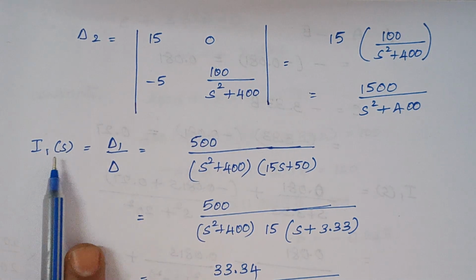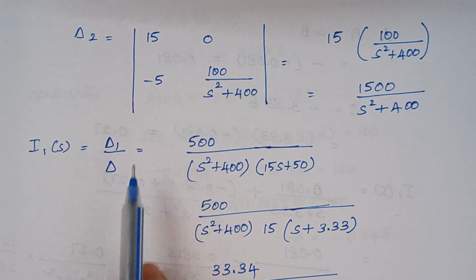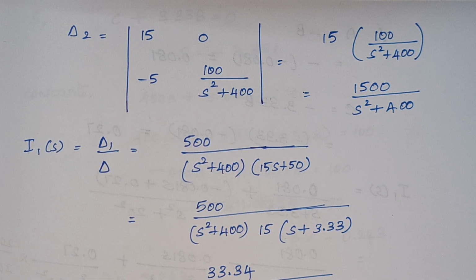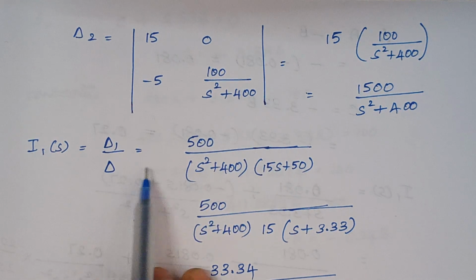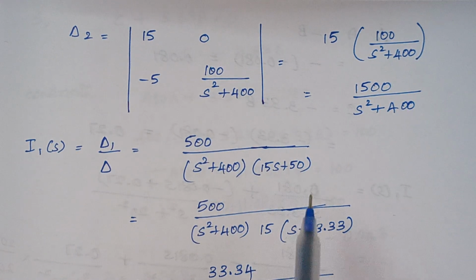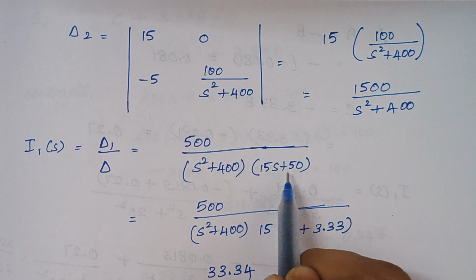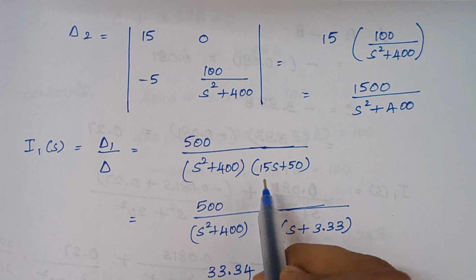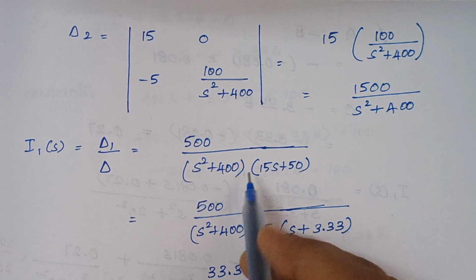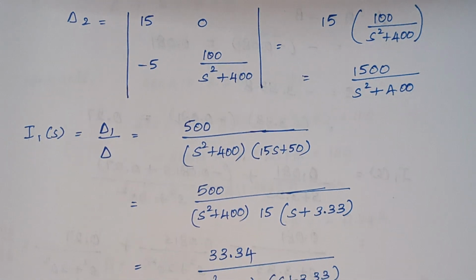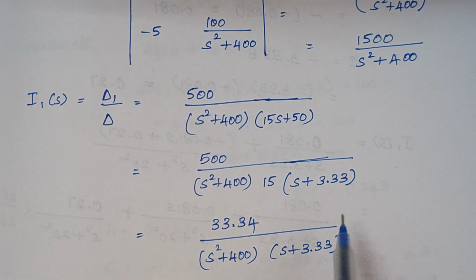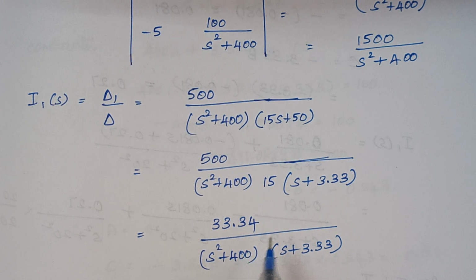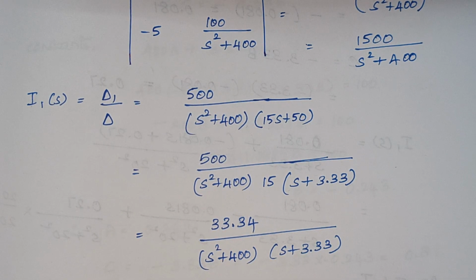Now the value of I1 of S is nothing but del 1 by del. So here we know the values of del 1 and del 2, everything is calculated. So just substitute the values, right? And again we always need only S plus some constant term, but here we are having 15 in addition. Therefore I am taking 15 outside. So when you take 15 outside, this is how our expression is, and 500 by 15 is 33.34, which is written here, and the remaining terms remain as such, right?